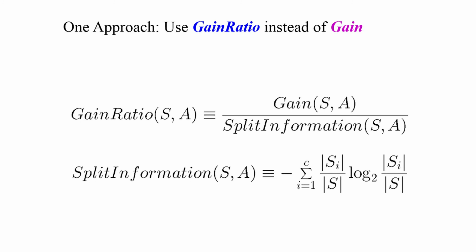The gain ratio formula is: gain ratio of the sample for the attribute is equal to gain of the sample for the attribute divided by split information for that attribute. Split information of the sample for the given attribute is minus summation of probability of the sample considered, log to the base 2, and probability of that sample.